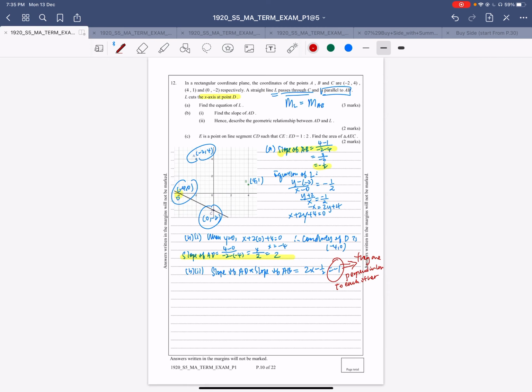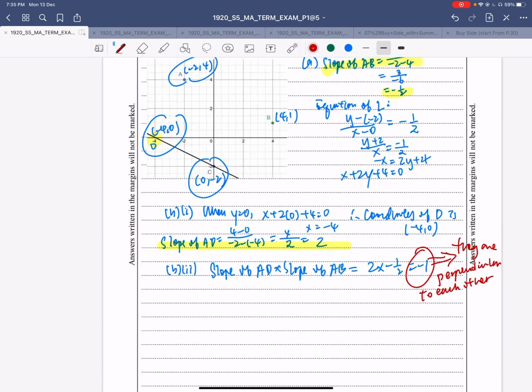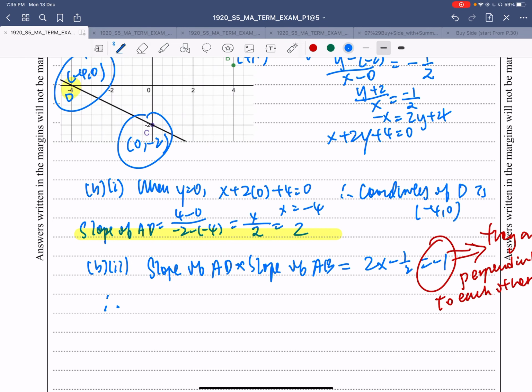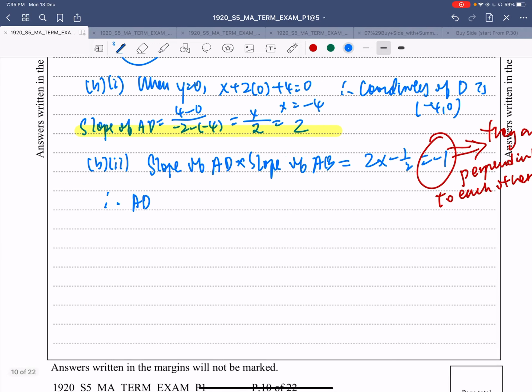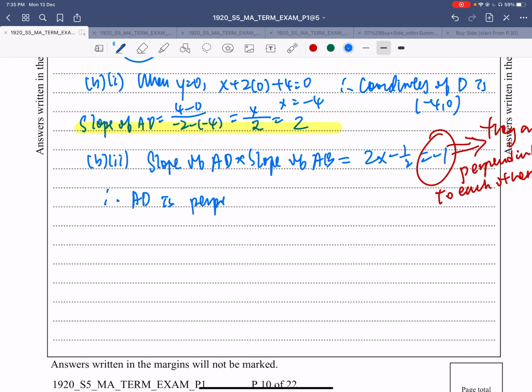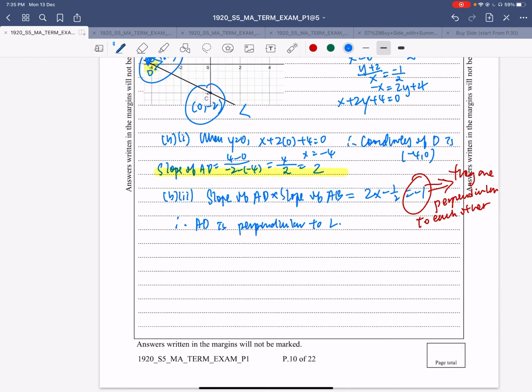All right, this is a very good clue. So therefore, you can conclude that this is AD, and this straight line is L. So AD is perpendicular to L. This is the solution for part B2.